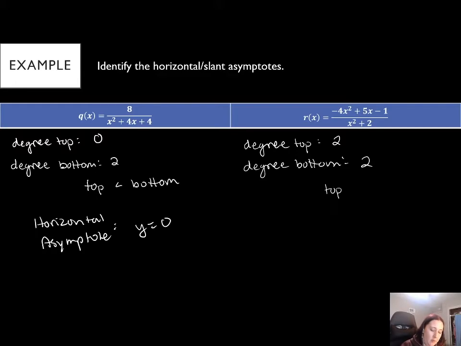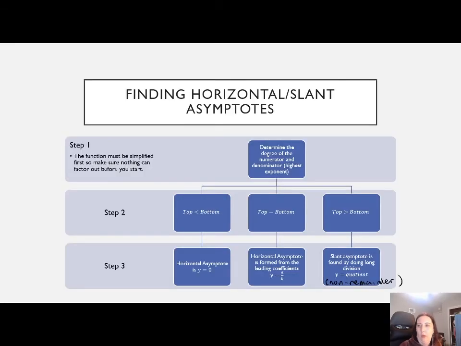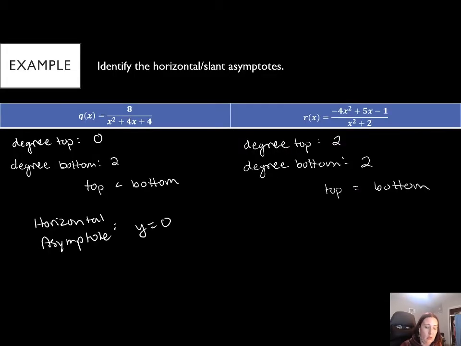So our degree on the top is equal to the degree of the bottom. So I go to my chart here, my little table, at top equals bottom. The horizontal asymptote is formed from the leading coefficients, A over B. So I'm going to highlight those, the leading coefficients in front of those x squared terms.